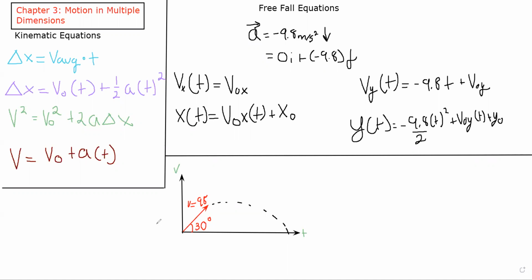So we see right here that, let's say it's a football, right? A football is kicked with an initial velocity of 98 meters per second at a 30-degree angle. With this, we can see a couple things. We can see that as the ball is kicked, it's arcing and then eventually falling down, right?